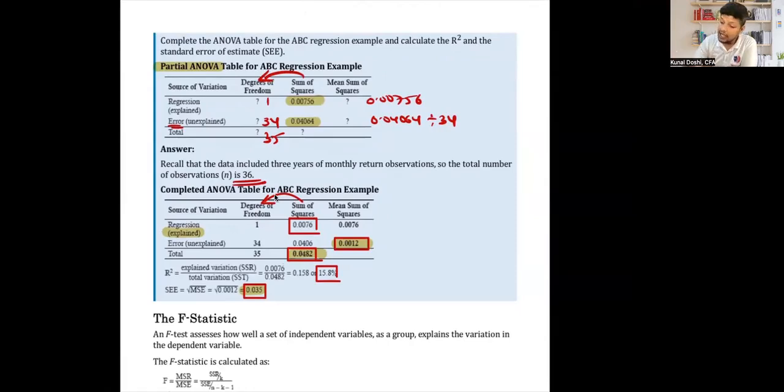Right? Here, if they ask you what the F is, it is mean square regression divided by the mean square error. So if you divide these two, you will get your F. Can you divide both and tell me what is your F statistic? Mean square regression divided by this. Can you tell me how much is your F?